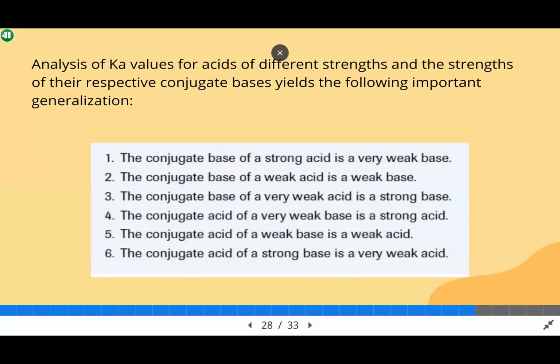An analysis of various Ka values for acids of different strengths, and then the strengths of their respective conjugate bases, leads us to these important generalizations or rules. Number one, the conjugate base of a strong acid is a very weak base. The conjugate base of a weak acid is a weak base. The conjugate base of a very weak acid is a strong base, and so on and so forth. You can read through the rest.